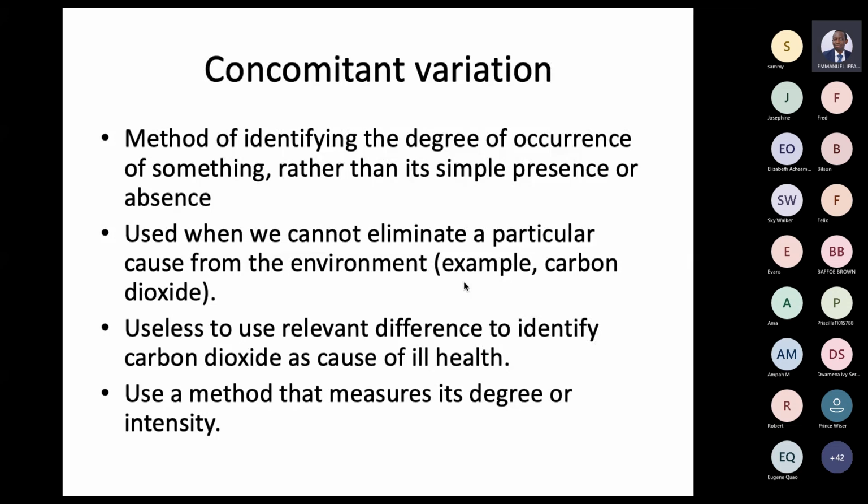Now, relevant difference and even common thread are used when a cause can be absent from an environment. They are only used when a cause can be present or absent. But if a cause is always present and can never be absent, and then you suspect it is causing something, then it means it is not the presence of that thing that is causing something. It is the degree of the presence. That's when you use concomitant variation.